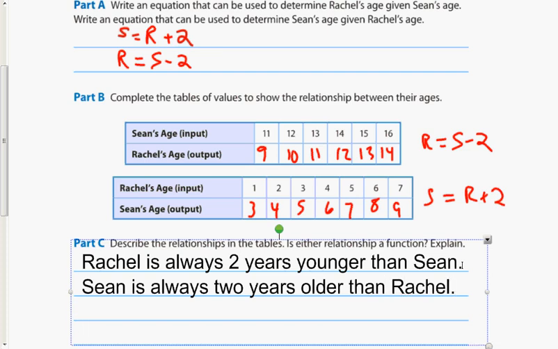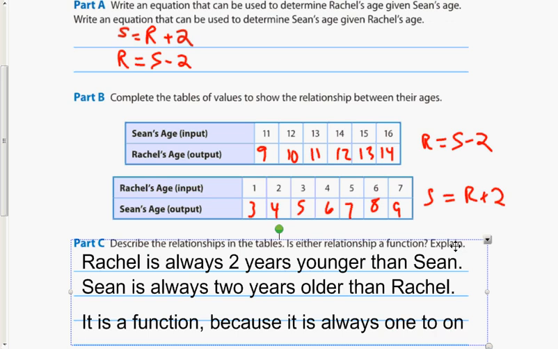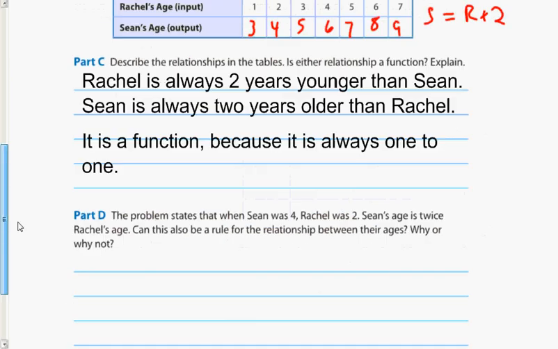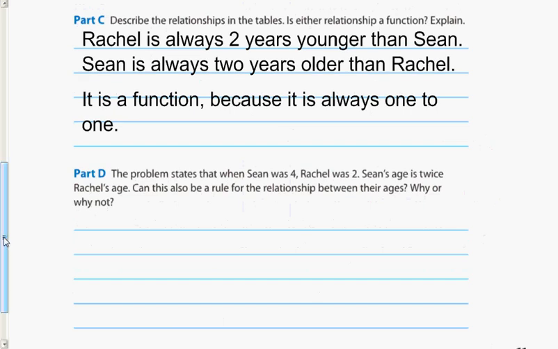Now are they functions or not? Is it 1 to 1? If you input one thing, do you get one thing out? According to this, every time there's an input, there is an output. It is a function because it is always 1 to 1. Functions are 1 to 1.